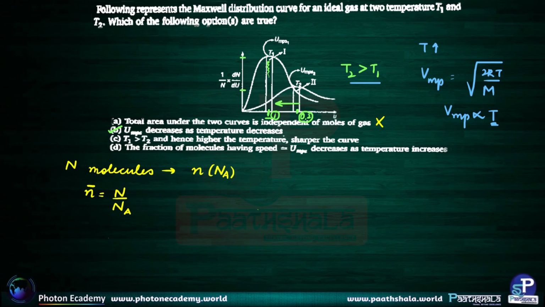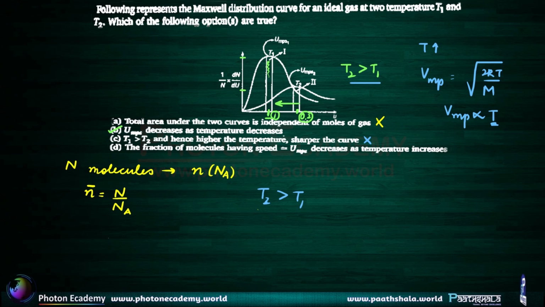And since at T2, the V most probable is further away on the x-axis, that is, it is higher. So T2 is higher than T1. So statement C is incorrect. The fraction of molecules having speed equal to U most probable decreases as the temperature increases.